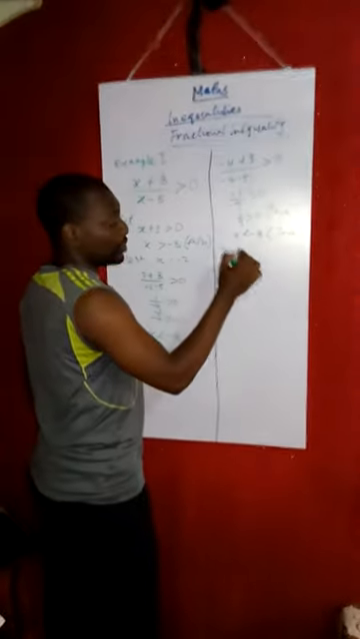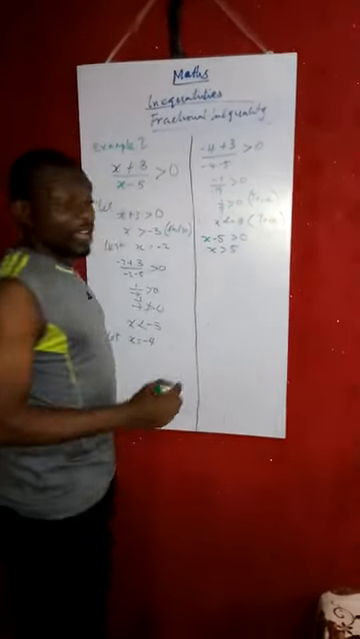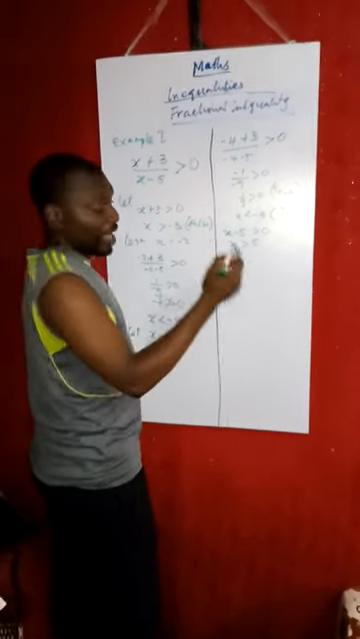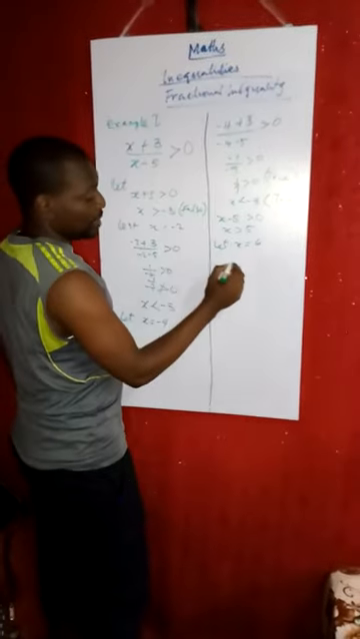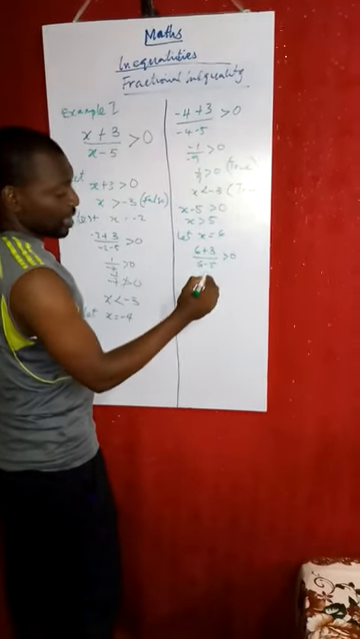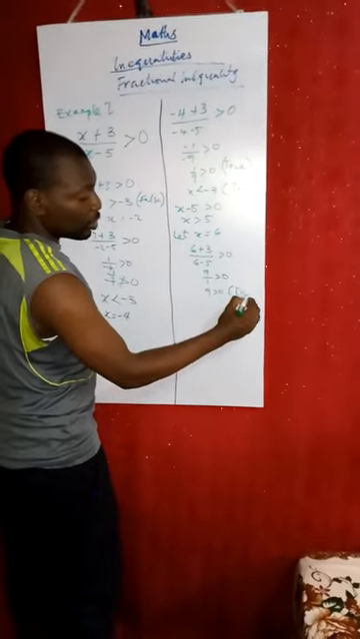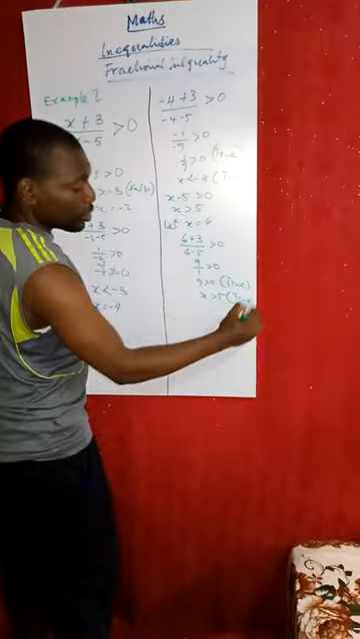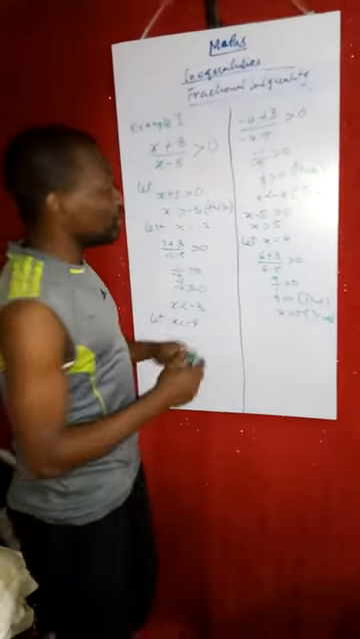So we have x - 5 greater than 0. So x will be greater than 5. Again, we test. If x is greater than 5, that means we are taking 6. So substitute. Let's test. That means (6 + 3)/(6 - 5), is that greater than 0? That means 9 over 1, is that greater than 0? That means 9 is greater than 0. So this is true. So that means x greater than 5 is true.